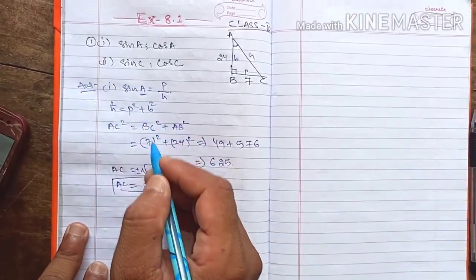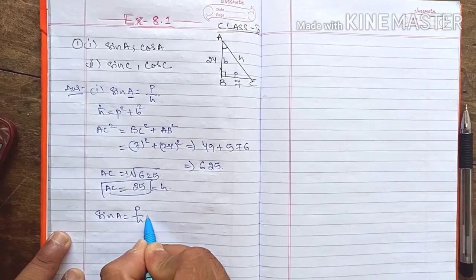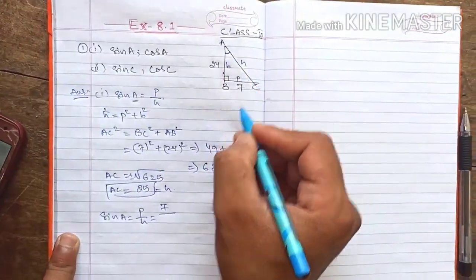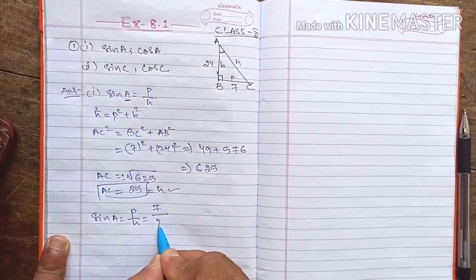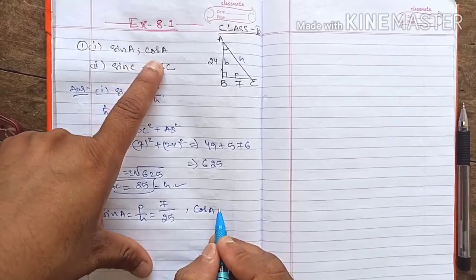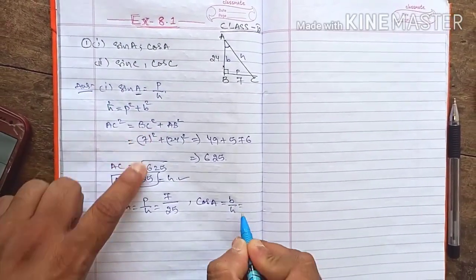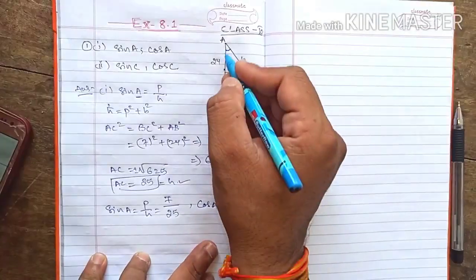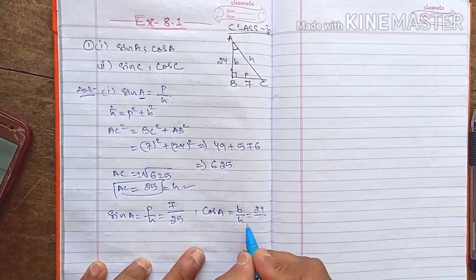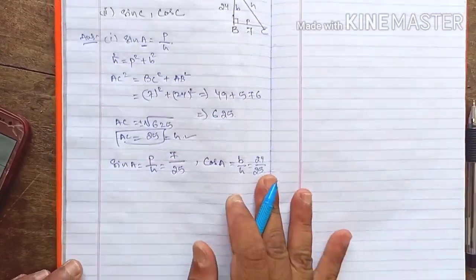Now we will write the value of sin A. Sin A equals P by H. P is how much? P is 7. H is how much? H just now we got 25. And cos A. Cos A is B by H according to the formula. So B is how much? B is given as 24. H is just now we got 25. So like this you will solve the first question's first bit.